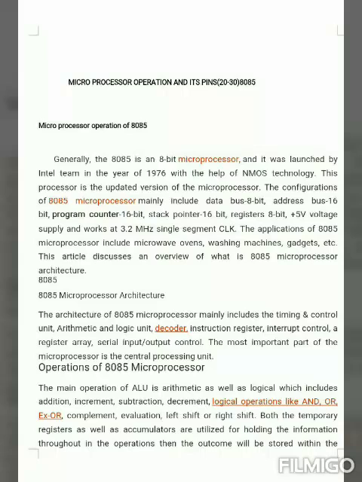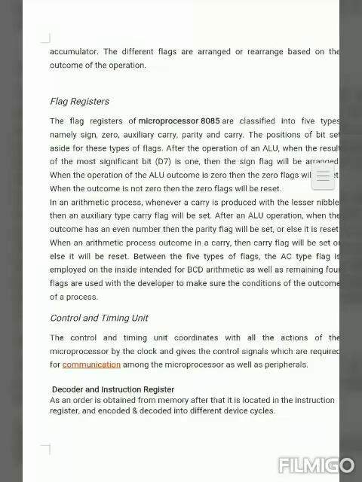The architecture of the 8085 microprocessor mainly includes the timing and control unit, arithmetic and logic unit, decoder, instruction register, interrupt control register, and serial input/output control. The most important part of the central processing unit is the ALU. The main operation of the ALU is arithmetic as well as logic, which includes addition, increment, subtraction, decrement, and logical operations like AND, OR, XOR, complement, comparison, left shift or right shift.